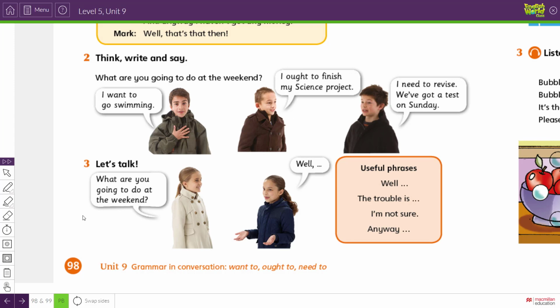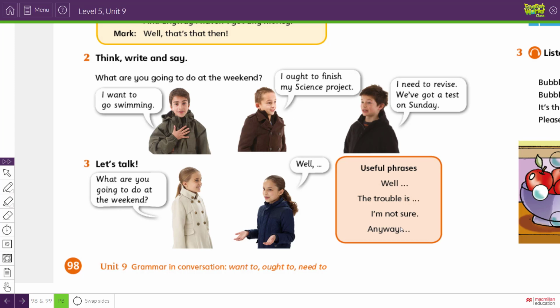Okay, the last part we are going to use today, these useful phrases. Well, the trouble is, I'm not sure anyway. When do we use these phrases? While being in a conversation, you need something called a gap filler. Gap fillers are words we use to fill gaps. Instead of stopping talking, instead of having pauses, you use these words to give you enough time to think.